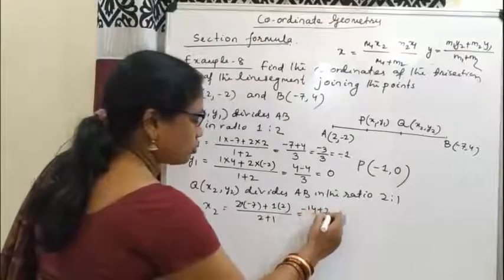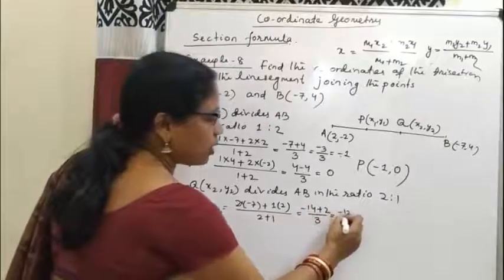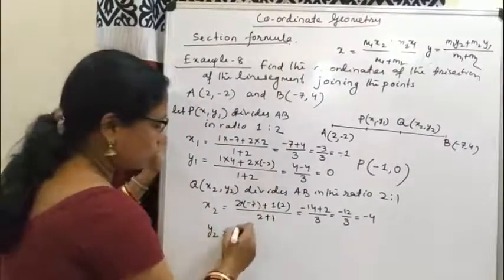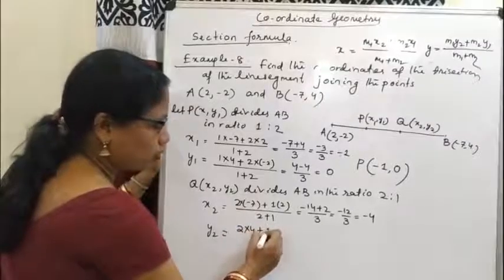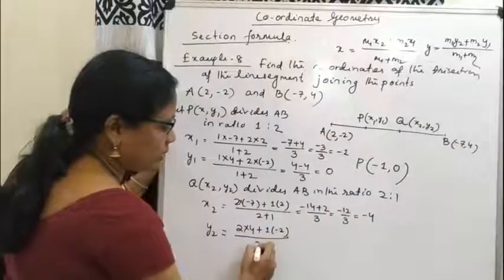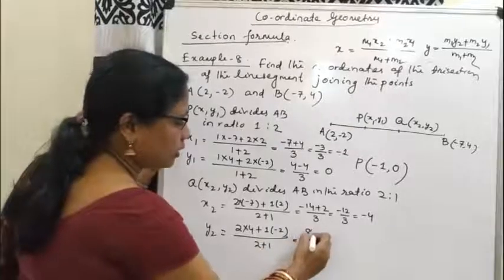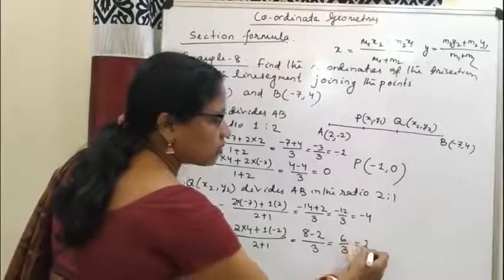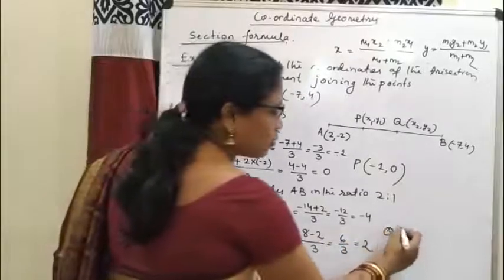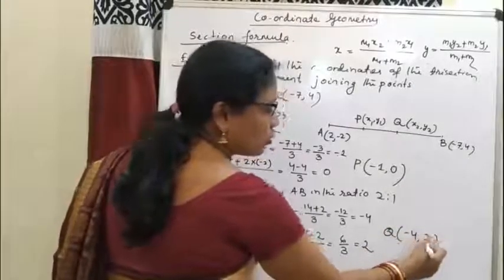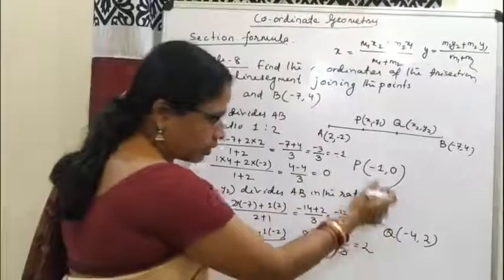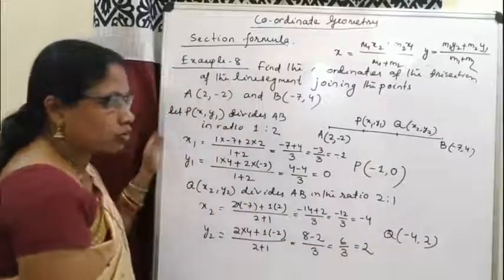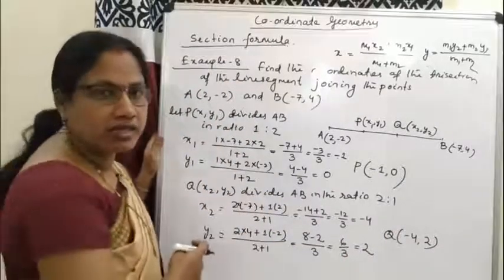Minus 14 plus 2 divided by 3. So minus 12 by 3, this is equal to minus 4. Then what is y2? y2 is equal to 2 into 4 plus 1 into minus 2 divided by 2 plus 1. So 8 minus 2 divided by 3. So this is 6 by 3, which is equal to 2. So Q has the coordinates minus 4, 2. So these are the 2 points P and Q, P having the coordinates minus 1, 0 and Q having the coordinates minus 4, 2, by which the AB line segment is trisected.